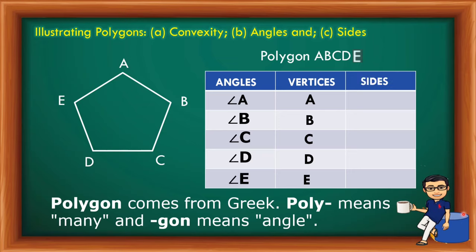How about the sides? Kapag pinag-uusapan natin ang side, yun din yung segment. Pinapangalanan yan gamit ang dalawang endpoint. Ang endpoint dito ay A, dito naman ay B, so we have segment AB. Dito naman, B at C, we have segment BC. C to D, we have segment CD. D to E, we have segment DE. And E to A, we have segment EA.